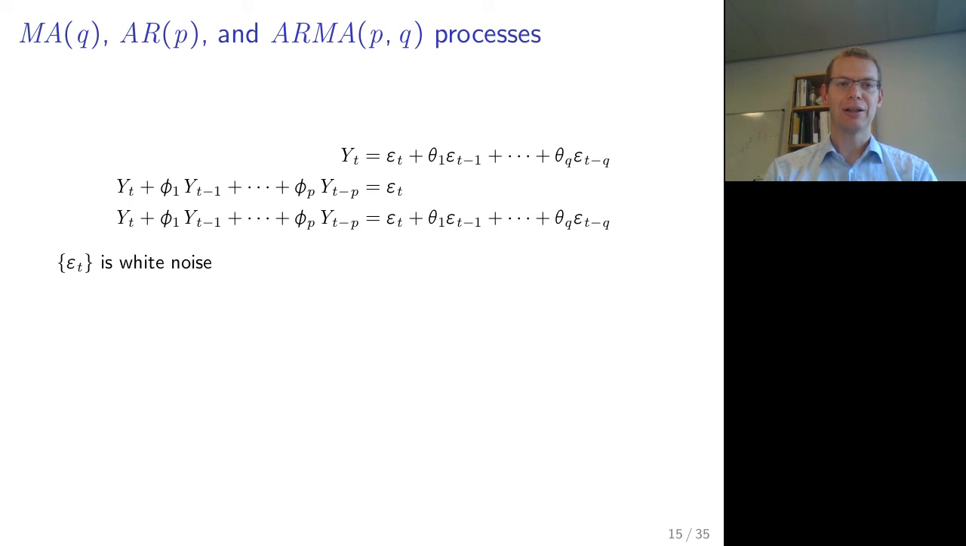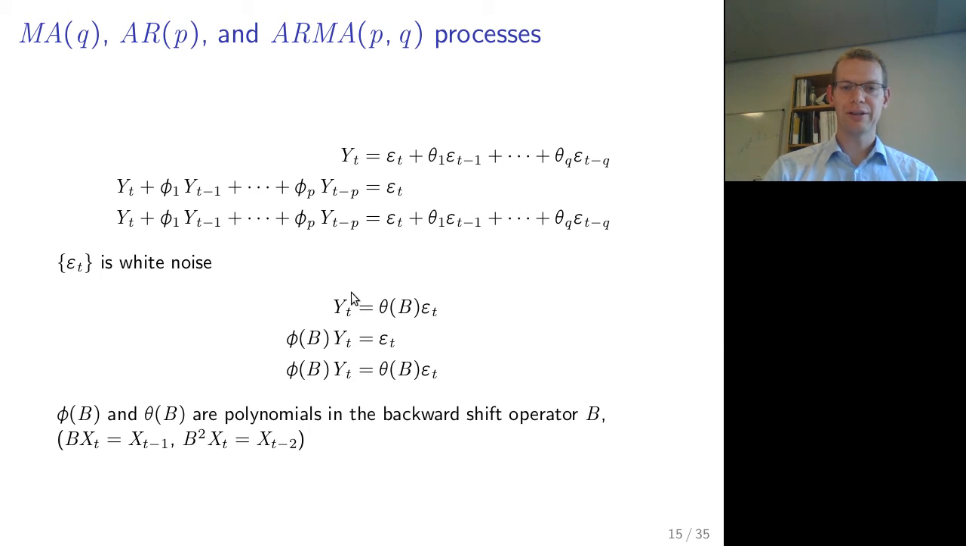The way that we will do that is by defining the classes of moving average models, autoregressive models, and combined autoregressive moving average (p, q) models. The moving average model is a model where Y_t is a weighted average of previous epsilons. Autoregressive means regression on yourself: Y_t depends on Y_{t-1} down to Y_{t-p}, equal to epsilon_t. And of course, you can combine these two and get what we call an ARMA(p, q) process, assuming that epsilon_t is white noise.